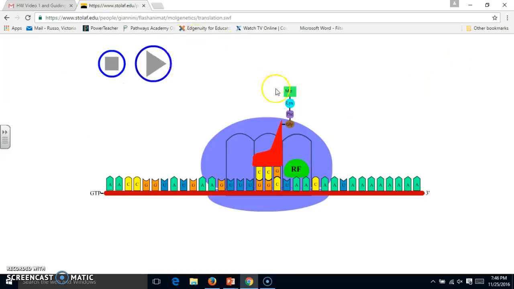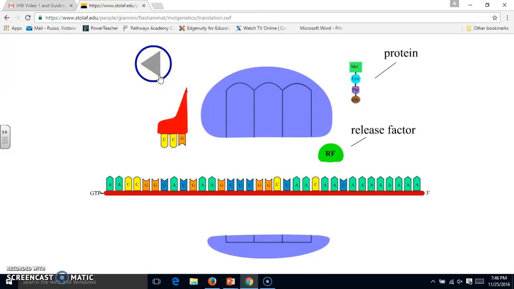Now here, if you'll notice, we don't have another tRNA coming in. We have a release factor binding. And the reason why we have the release factor binding is that we've reached a stop codon. UAA is a stop codon. And once the release factor binds to the ribosomal subunit, that causes the release of everything. And at this point, the protein is released. This is a really small protein. The protein will fold, and the ribosome can go back to the beginning and start translating this protein again.